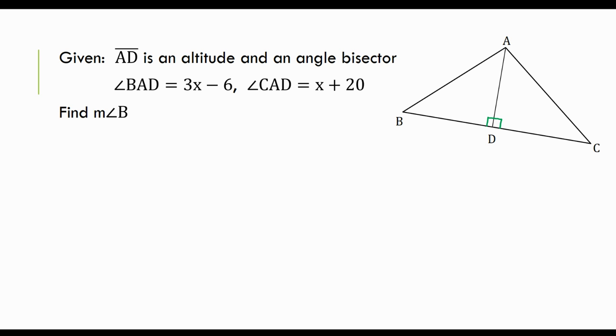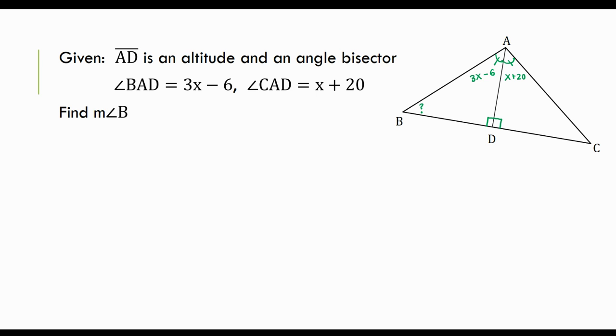It's an angle bisector at the angle that it starts. So since it starts at angle A, that's going to be where I have my two smaller angles congruent. We are told that angle BAD is represented as 3x minus 6. Angle CAD is x plus 20. Because we're trying to find the measure of angle B, we have to figure out what x is first, and then we'll talk about our relationships of angles inside of a triangle.